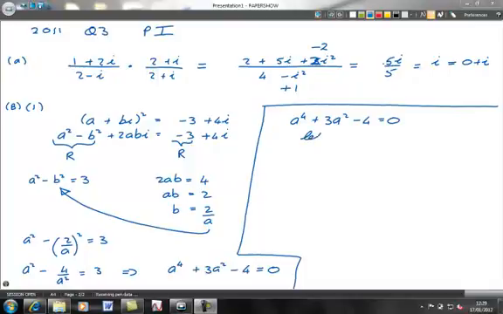What you could do is you could let x equal to a squared, because a to the 4 really means a squared to be squared plus 3a squared minus 4 equals to 0. If you let x equal to a squared, you'll have x squared plus 3x minus 4 equals to 0. You'll be able to solve that. So x will equal to 1, or x will equal to minus 4.